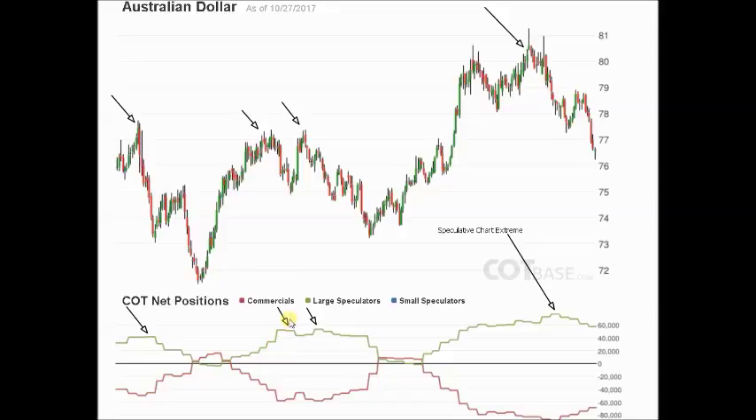This one here, when they step up their buying against the commercials, shallower, 200. This one here, nice one, about 400. Now here, this is the speculative chart extreme, i.e. that's obviously the longest the speculators are on this chart. It's also the longest they've been in a few years.